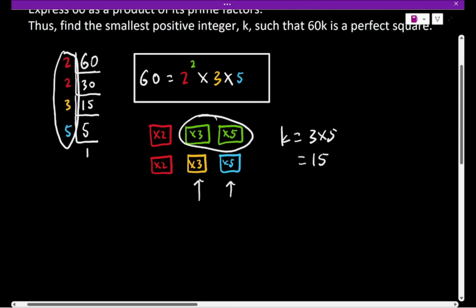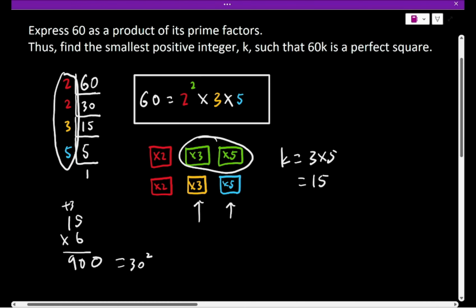Let's take a look at 15 times 60. So let's just do that real quick. I'll just add a 0. That's 900. It's equal to 30 squared. So this is indeed a square number.